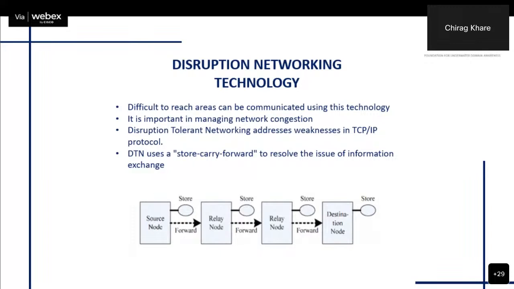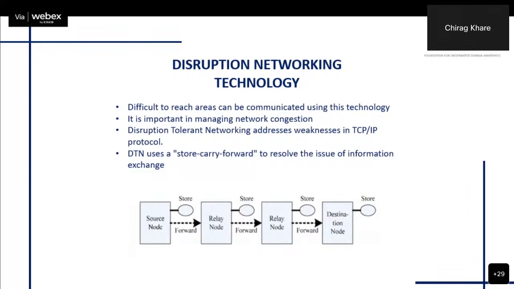Currently, end-to-end congestion is handled by the TCP protocol, but there's a weakness in this technology as it cannot deal with network congestion, whereas disruption networking technology handles managing network congestion, which is very useful to deal with distant places that are very difficult to reach. It uses a store-carry-forward method to resolve the issue of information exchange.